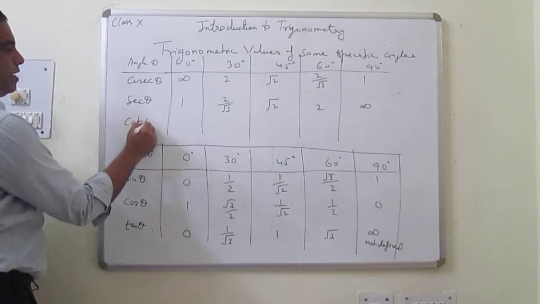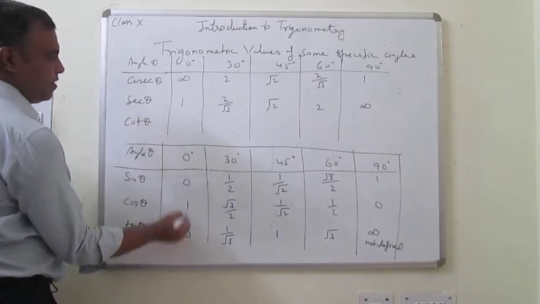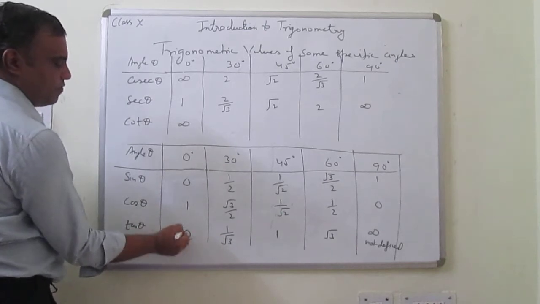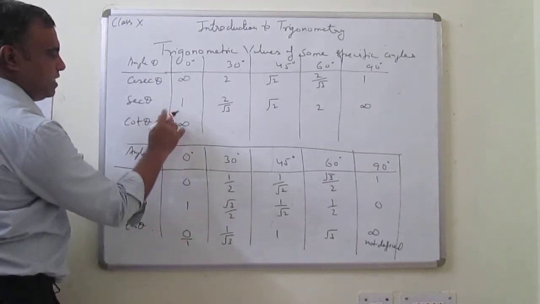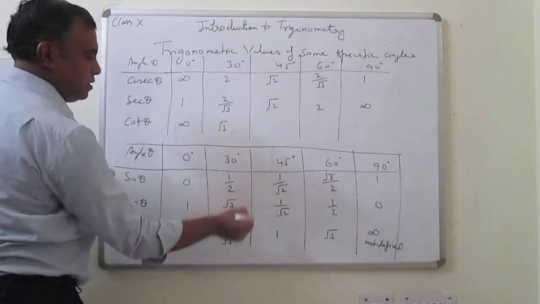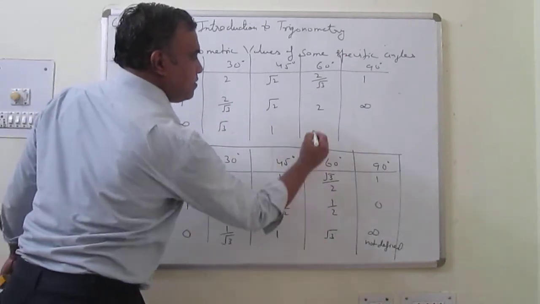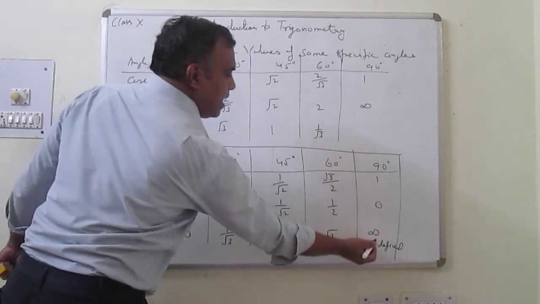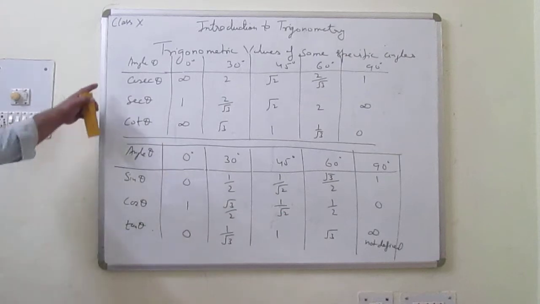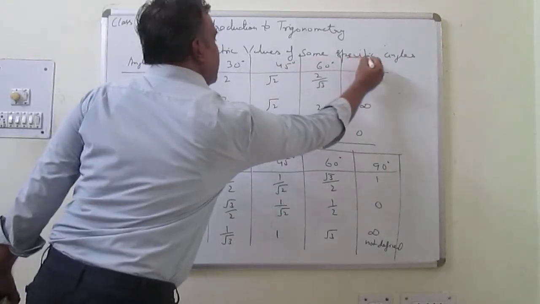Now cot theta: 0 upon 1 gives 1 upon 0, infinity. So 1 upon 0 is infinity, not defined. Then root 3, 1 ka reciprocal 1, 1 upon root 3, and not defined ka reciprocal kya ho jayega? 0. These are the trigonometric values of some specific angles.